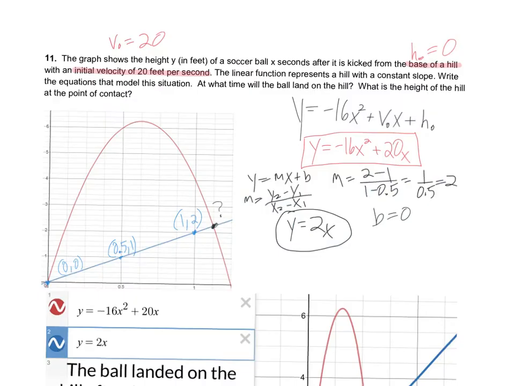So for my last example, I have the graph shows the height, y, in feet of a soccer ball x seconds after it is kicked from the base of a hill with an initial velocity of 20 feet per second. The linear function represents a hill with a constant slope. Write the equations that model this situation. At what time will the ball land on the hill? What is the height of the hill at the point of contact?